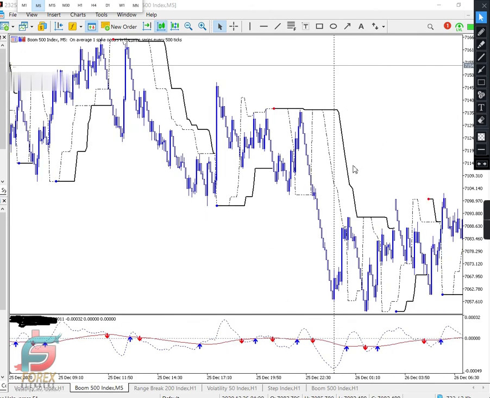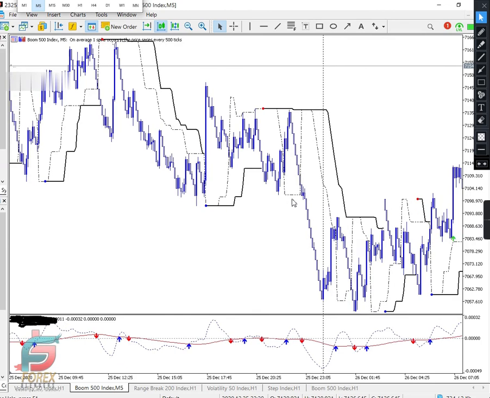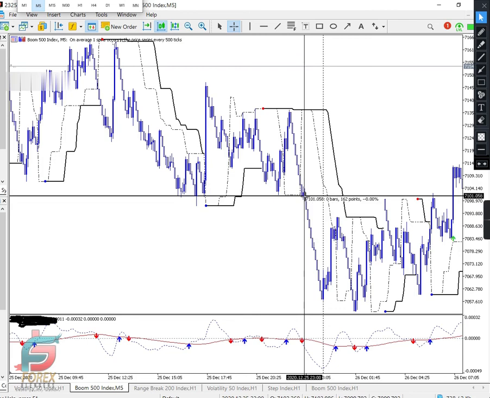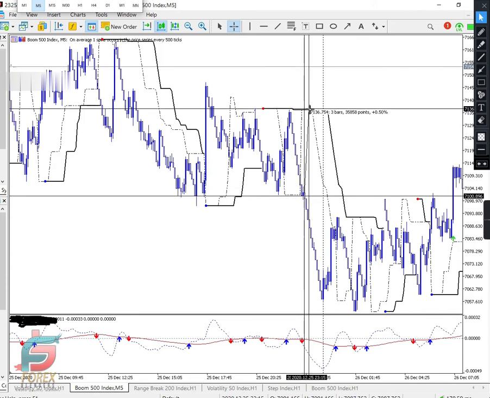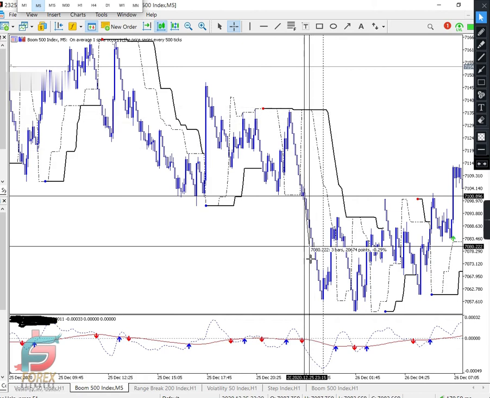You can see after the black line, which is telling us it's a downtrend, after it has appeared, you wait for a sell signal, which came around this area here. And then where do you put your stop loss? Stop loss is your choice, but I prefer above this resistance here, to be safer. And then you just take 1 to 1.